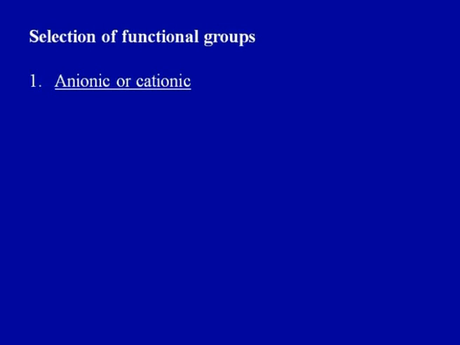Selection of functional group is another important factor. For example, anionic or cationic groups have to be selected. Now, if the material to be bound to the column has a single charge, either positive or negative, then the choice is very clear. Now, the problem comes with amphoteric materials like proteins which might have both positive and negative charge. So, pH stability has to be considered here.